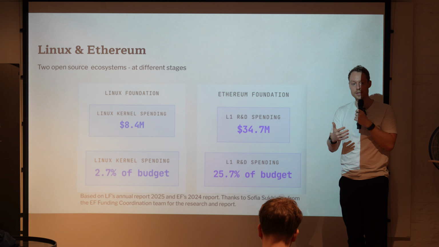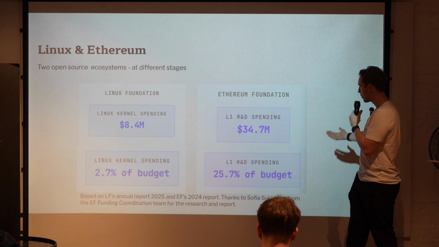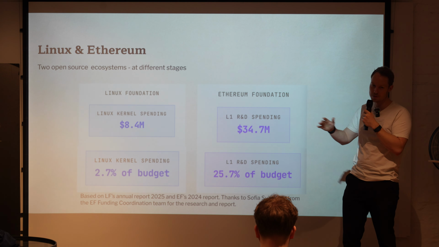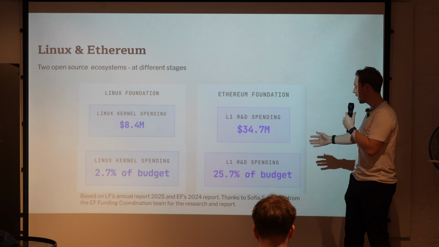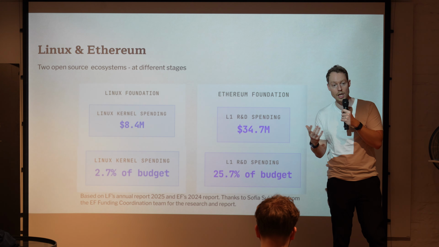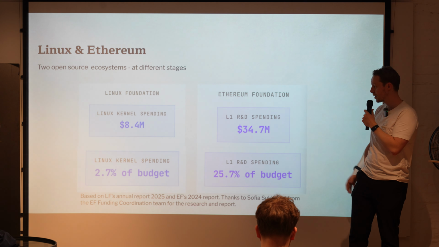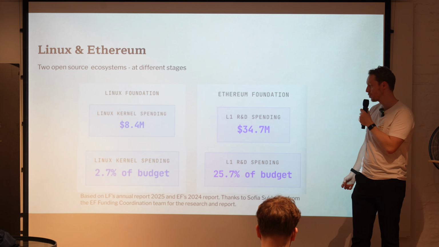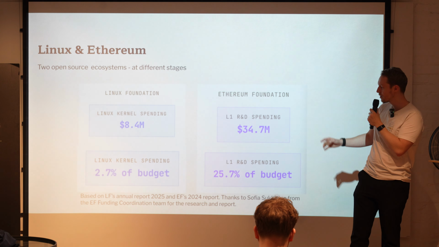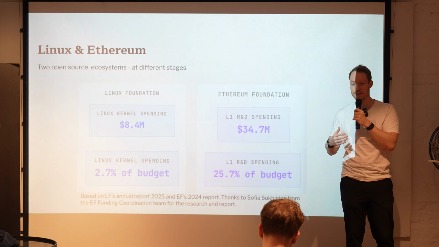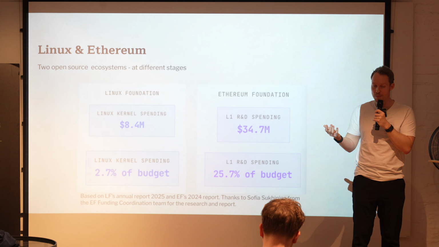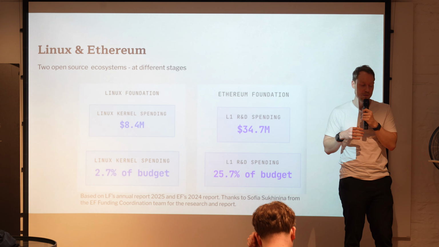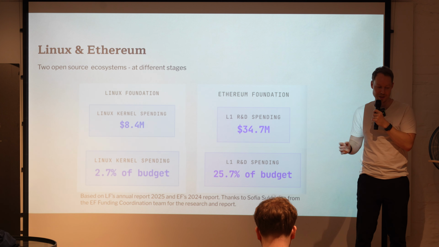Of course, Ethereum is not as far along, and that's also what we see here. This is based on the EF's 2024 report, so maybe the numbers are a little outdated, but a quarter of the budget going to L1 R&D is a good chunk, and the absolute number is also significantly higher than what you see with the Linux Foundation. So I think it's interesting to look towards as the protocol develops further. Maybe some things get ossified, and over time the funding requirement might reduce, but it's not right now.